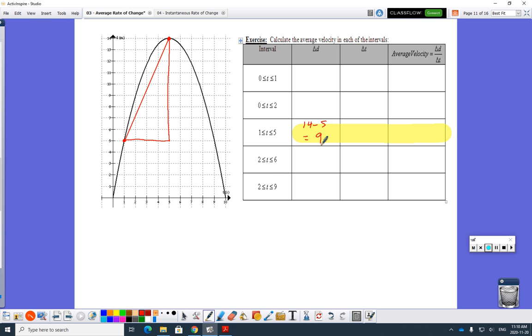Now, how about the times? I started at time 1. I ended at time 5. What would you do with those 2 values? You can probably do it in your head. But what's the mathematical operation I have to do to find out how far it is between 1 and 5? 5 minus 1. It's the difference. How different are they? Finally, maybe that word makes sense after all these years. In grade 2, they say, find the difference. You're like, why is it called the difference? Because you're finding out how different they are. 5 minus 1 is 4. And then to get the average velocity, I take the displacement, divide it by the time, and I get 2.25.